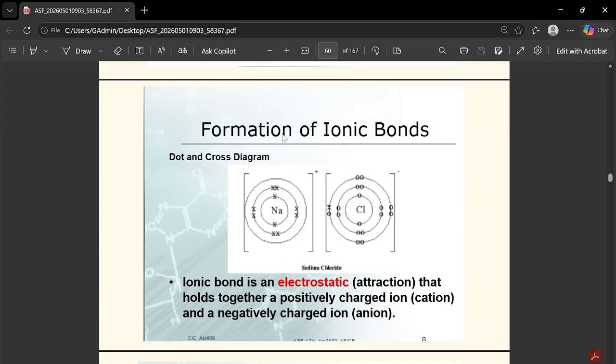So the formation of ionic bonding, right? For example, if you have NaCl, typically they are together, right? So why are they together? There is this force called the electrostatic force. The special thing about the electrostatic force is that it bonds these two elements together, the positively charged element and the negatively charged element. The positive charge is what we call the cation, and the negatively charged is what we call the anion.